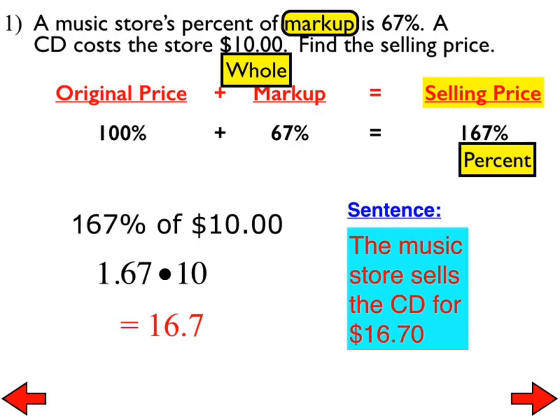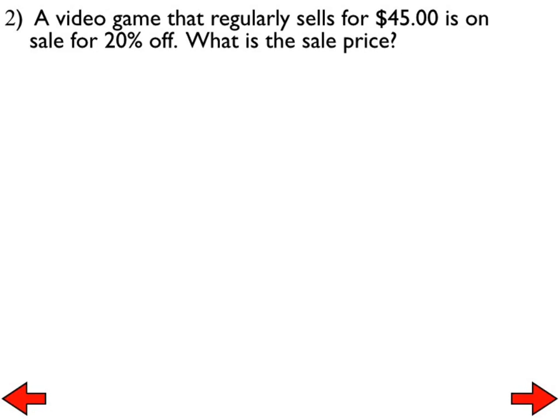Now, if you're a little confused on where I got this selling price, 167%, we're going to work a little bit on that after we go through number 2. Okay? So let's now go to number 2. Number 2, once again, this is the 3rd time we've seen this problem. A video game that regularly sells for $45 is on sale for 20% off. What is the sale price?